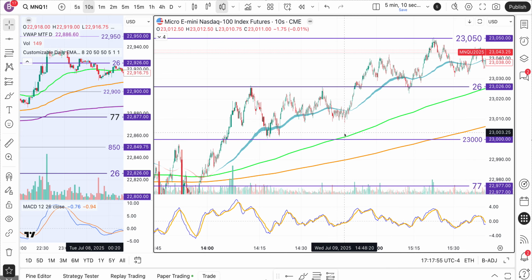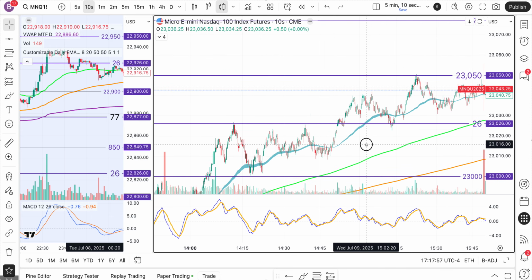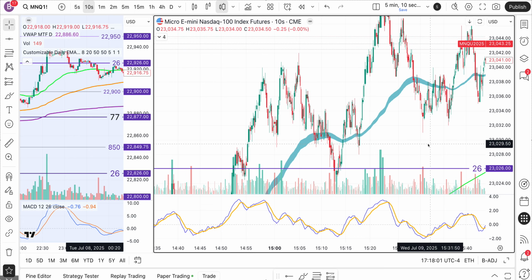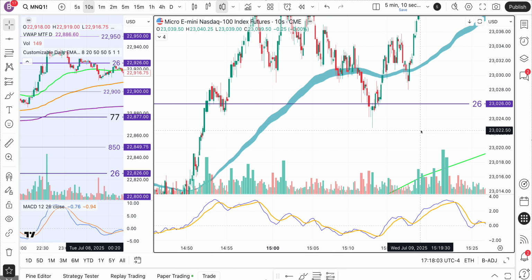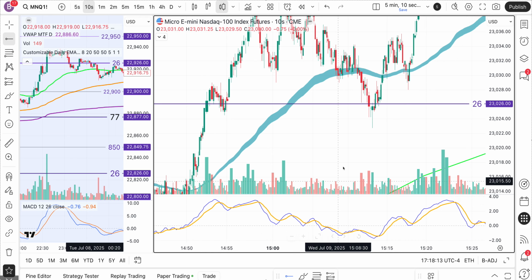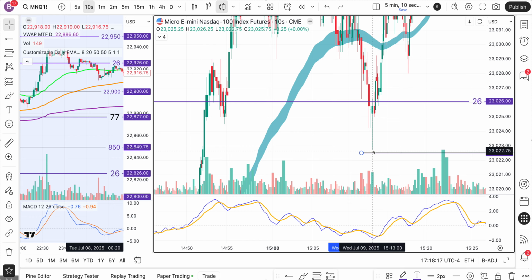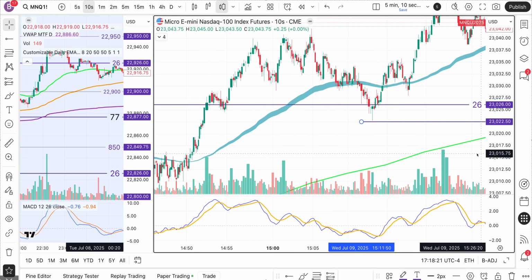about right. Let's see, where did I get it? Yeah, I got in right here, and I came the closest I think I've ever come to getting stopped out. I literally had my stop sitting at 23,022.50 right here. Literally right here. And it came to within one tick of stopping me out. I couldn't believe how lucky I was.